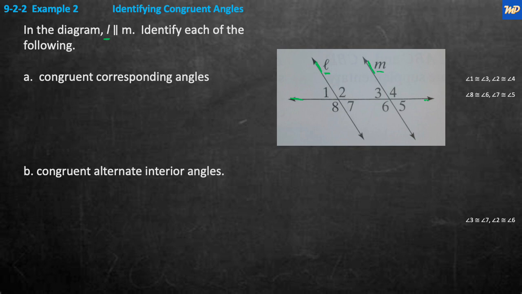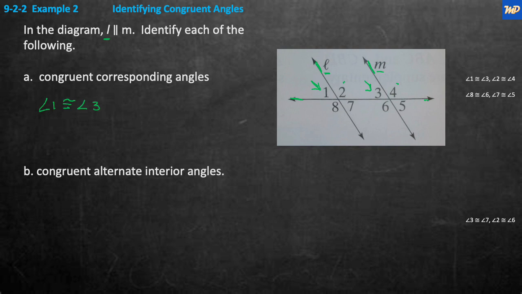They want to know congruent corresponding angles. Corresponding means if I pick angle 1 over here, a corresponding angle in this diagram would be this angle 3. You see how it's the same angle, in the same position relative to the parallel line. The other corresponding angle would be 2 and 4. So let's see. Angle 1 is congruent to angle 3.